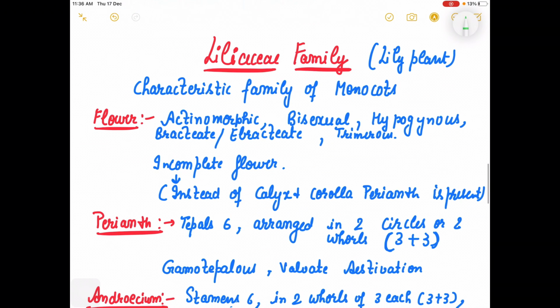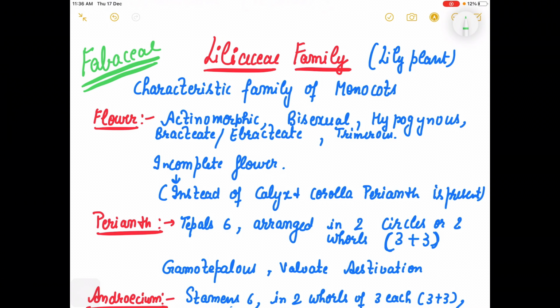The last family which I want to discuss with you, and I will request all of you that after this, please try drawing the formula for Fabaceae and the diagram on your own. Please try it yourself. You will be very confident in drawing the Fabaceae family.